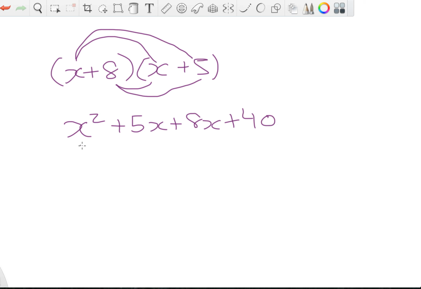So we don't have another x squared except this one, so we'll write x squared again. Then we can add these two together, so we would have 5x plus 8x as 13x. Then we don't have another single number, so add 40. That's your final answer.